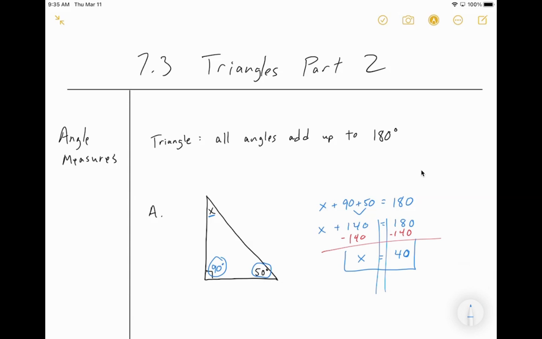Makes sense, right? So this one right here, then, we know is 40, which makes sense. 40 plus 50 plus 90 is 180. All 3 angles have to come together to make 180. All right, let's have you guys try one.